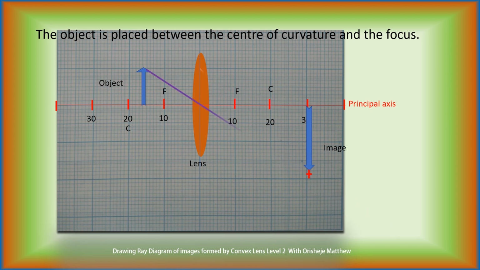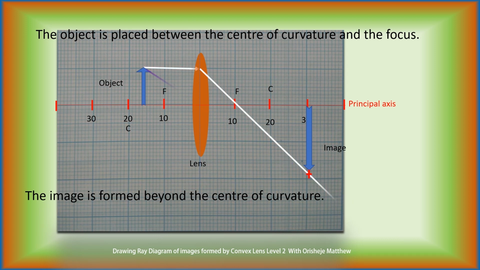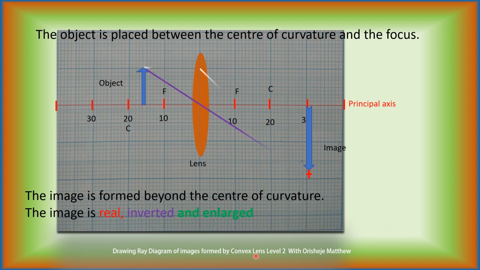Okay, so let's see the characteristics of the image when you compare the two of them. The image is formed beyond the center of curvature. Then the image is real, in front of the lens, the image is inverted, and the image is enlarged, that is, it is magnified, bigger than the object. If you look at the square box in this diagram, you can use it to compare. The object in this one is about 20 cm, while this one is between 30 and 40 cm. That is the size of the image.